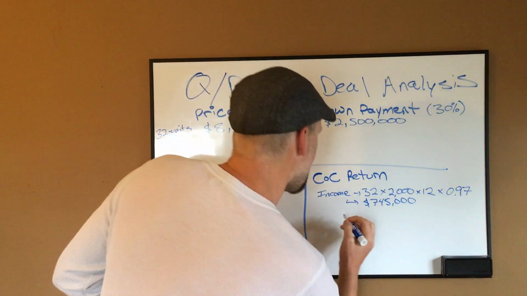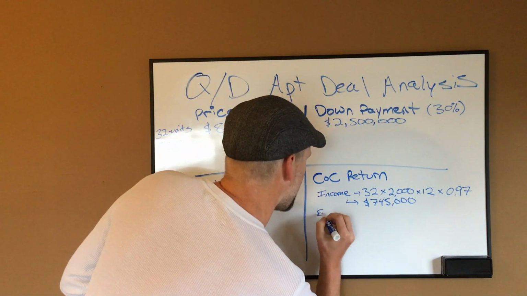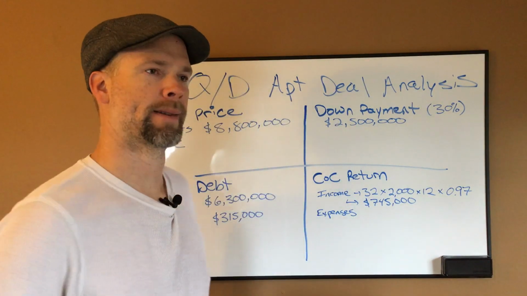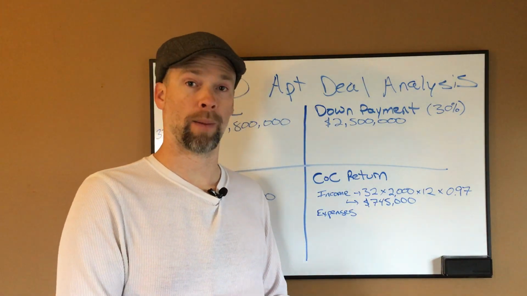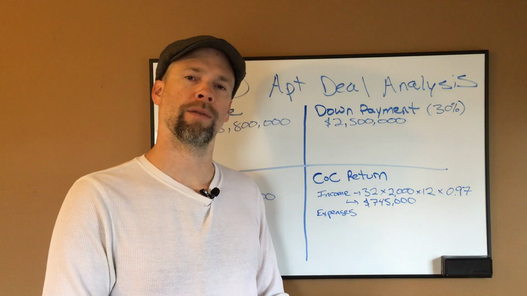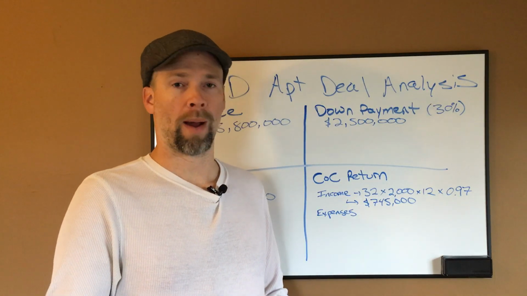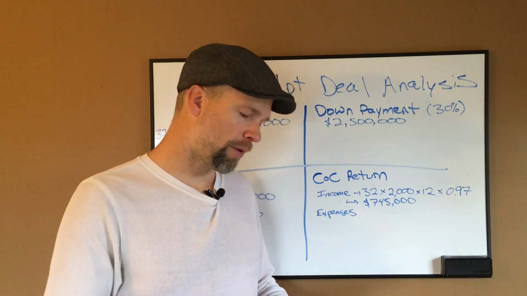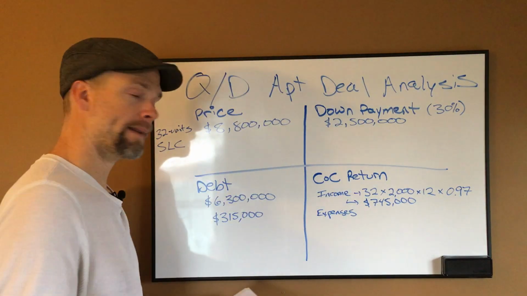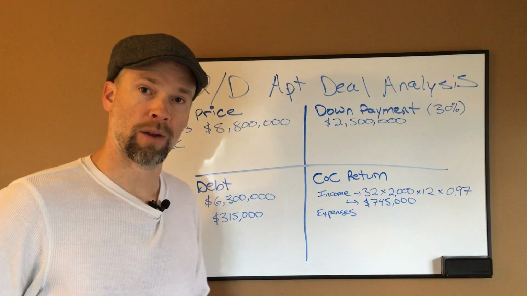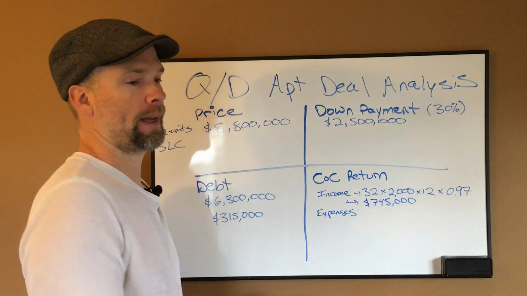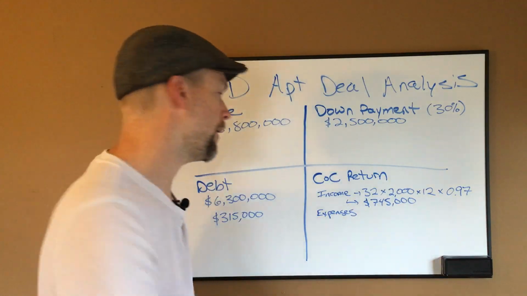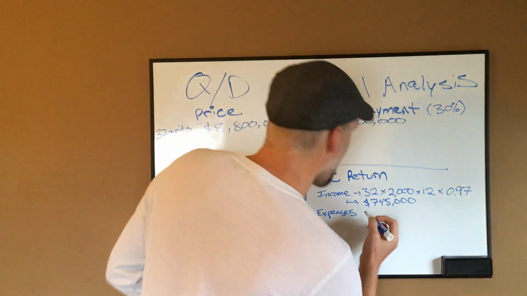Okay, now we need expenses. Now what is expenses? Expenses, we've got taxes. We've got to pay taxes on the property. We have insurance. We have property management. We've got lawn, snow removal, repairs and maintenance. Sometimes we pay utilities, sometimes the renter pays utilities. So we've got to incorporate that.